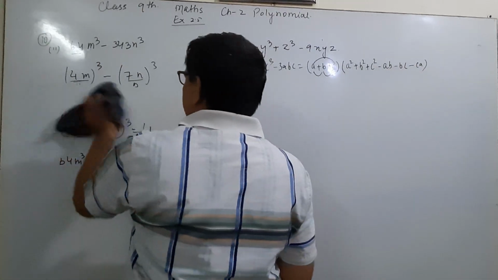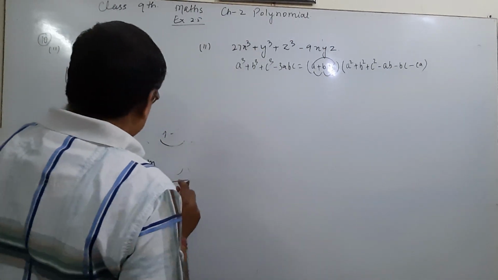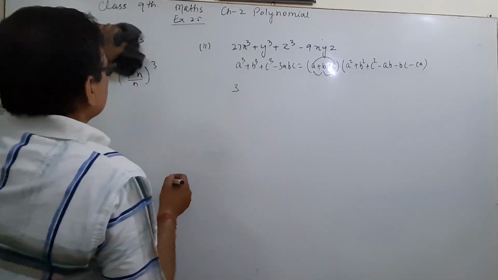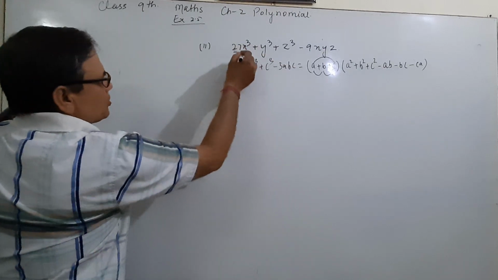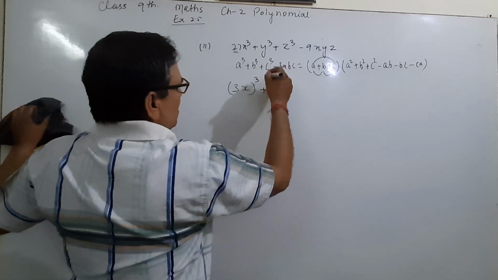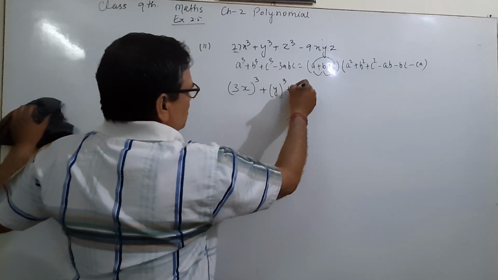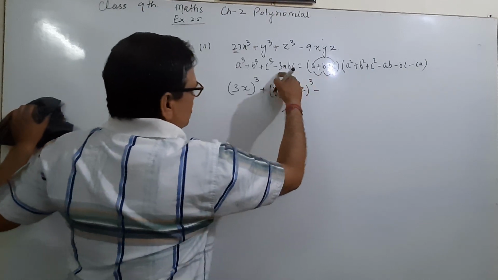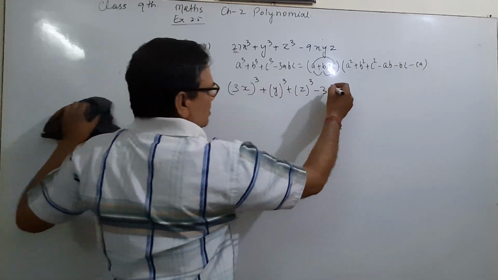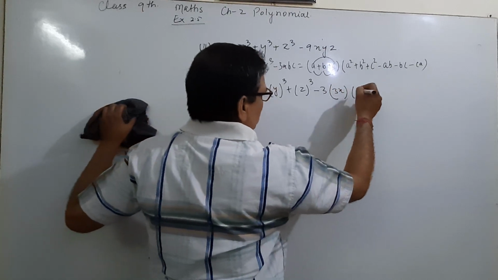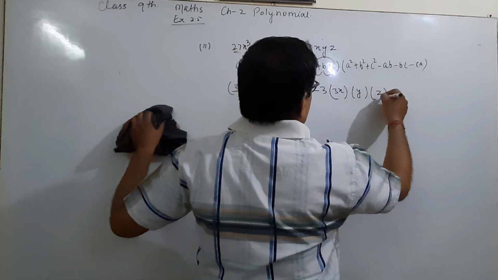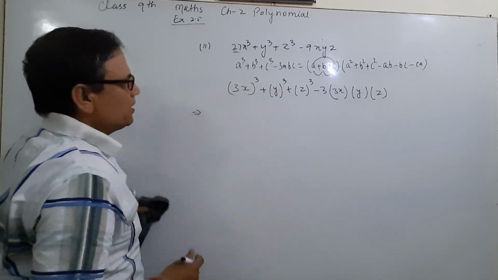Tell me the answer. 27 is the cube of 3, and x is the same. So this is the cube of 3 and x is the same. x cube plus y cube plus z cube minus 3xyz. We have to put in the formula: a is 3x, b is y and c is z. Now we have to apply the identity.